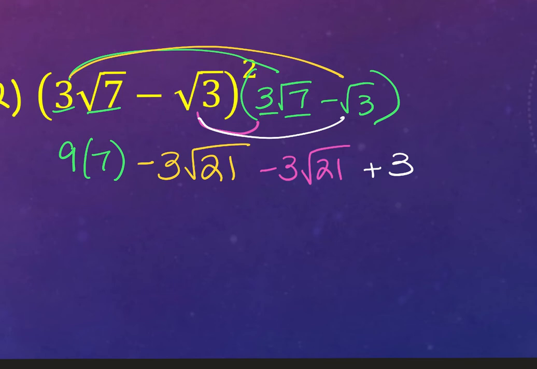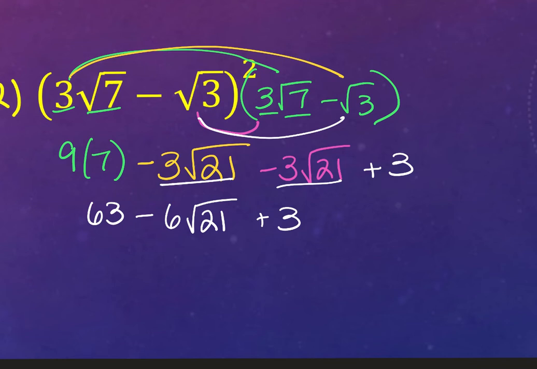With me so far? So this is 63. These two can get combined. They have the same root. So this would be minus 6 square root 21 plus the 3 at the end. And then 63 plus 3 would be 66 minus 6 square root 21.